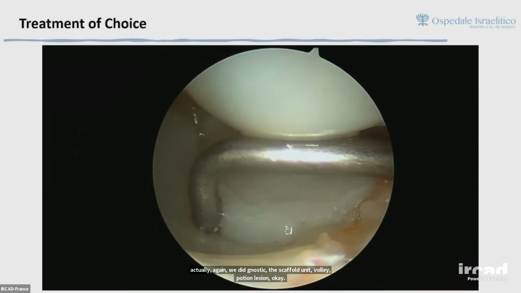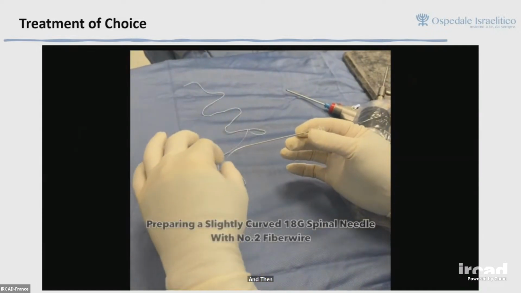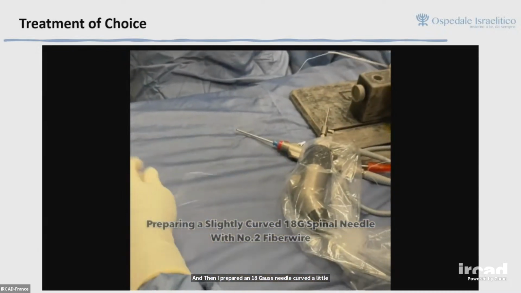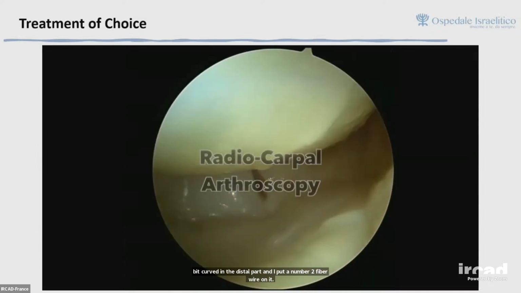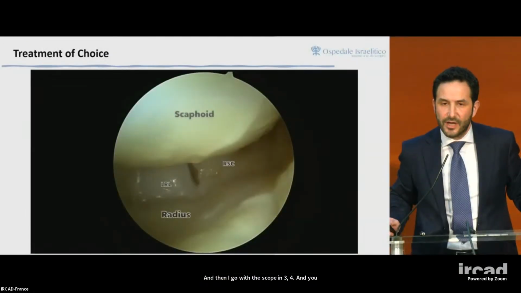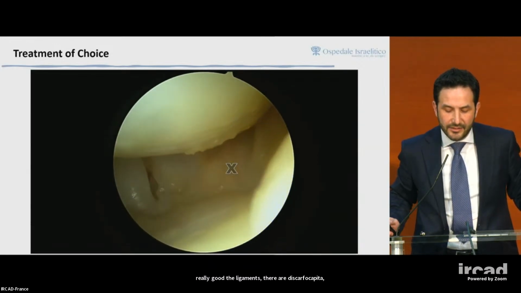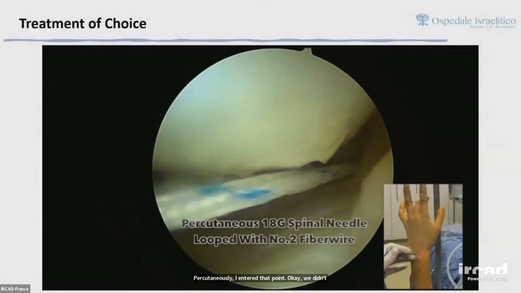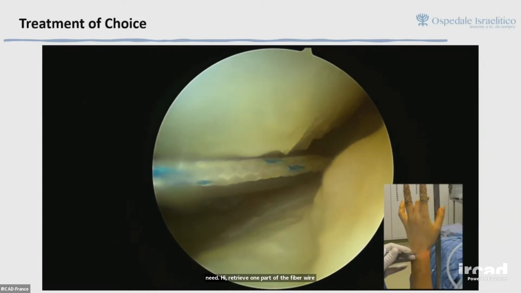Then I prepared an 18 gauge needle, a little bit curved in the distal part, and I put a number 2 fiber wire on it. Then I go with the scope in 3/4. You can visualize really well the ligaments, the radioscaphocapitate and the long radiolunate ligaments. Percutaneously, I enter at that point with the needle and retrieve one part of the fiber wire towards the 1-2 portal.